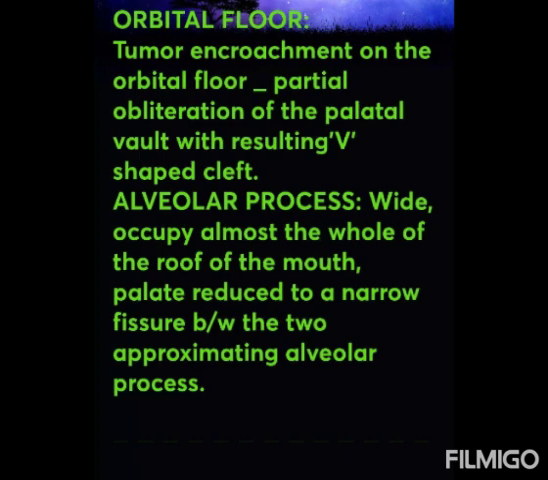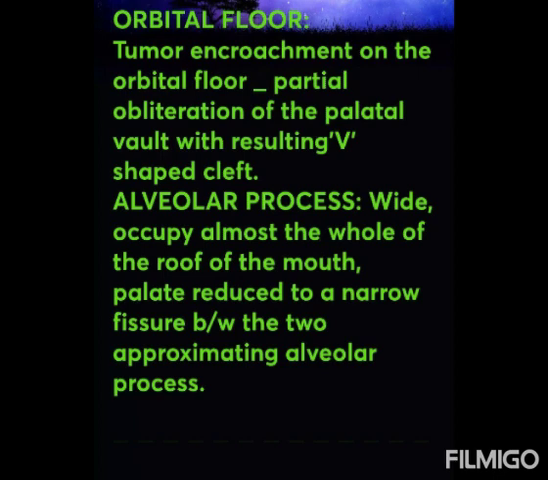The alveolar processes are so wide as to occupy almost the whole of the roof of the mouth. So the actual palate is reduced, there is a narrow palate because the alveolar processes come together. So between the two approximating alveolar processes, it is reduced to a narrow fissure. Next feature is lymph node.